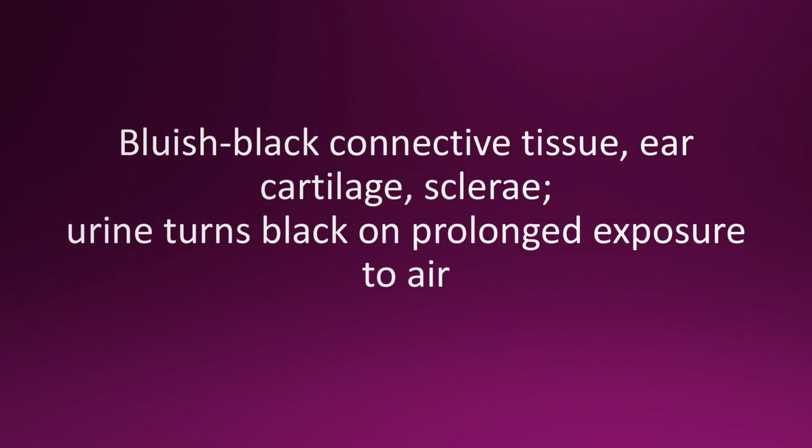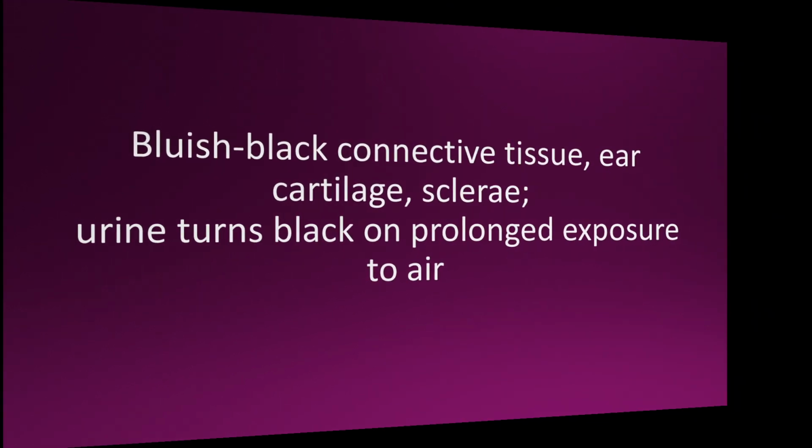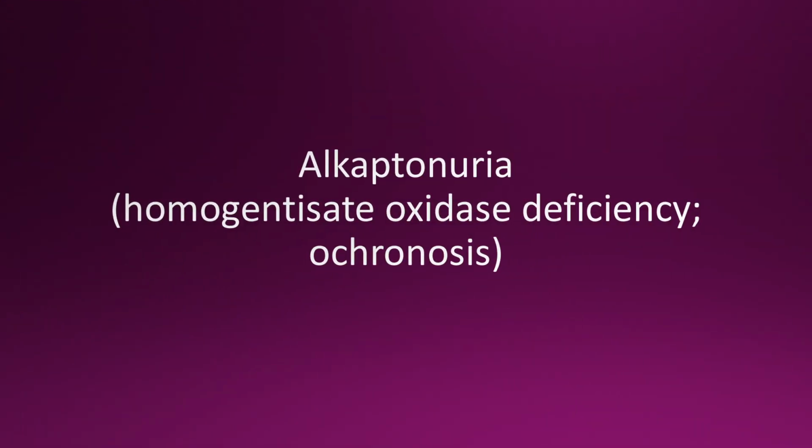Now, this one we have done before. Let's see if you can answer. We have bluish-black connective tissue, ear cartilage and sclerae, and urine turns black on prolonged exposure to air. Think. The answer is alkaptonuria, that is caused by a deficiency of the enzyme homogentisate oxidase. This is also known as ochronosis.